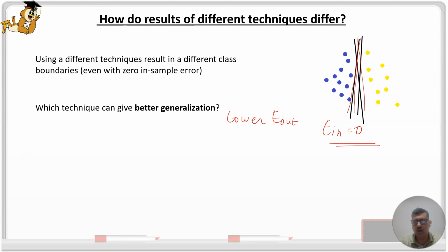Remember, we have said all along that E_in is not our primary target. E_out, the out of sample error, is our primary target. And therefore, if you ended up with different class boundaries, perhaps there is one of them that gives you the best generalization, that means gives you lower E_out. And therefore, you want to find a technique that can give you the best generalization.